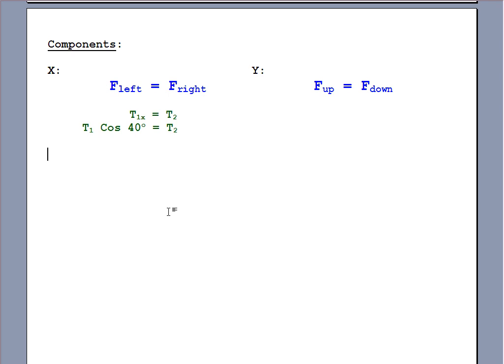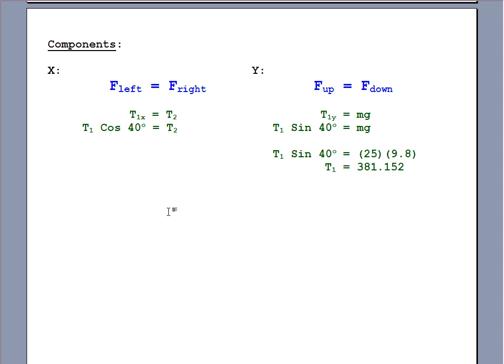I can't figure out what T2 is from there. It's underdetermined. It just doesn't have enough math info in it. Up and down, I could either write T1y for the up, or I could write T1 sine 40, well, whatever makes me happy. And that's equal to the mg. But I know the m, it was like 25 kilograms.